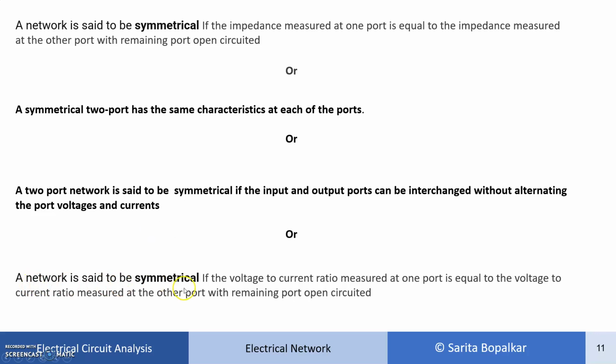A network is said to be symmetrical if voltage to current ratio measured at one port is equal to voltage to current ratio measured at other port with remaining port open circuited. Voltage to current ratio means nothing but impedance. Then input and output port can be interchanged without altering port voltage and current, because we want to say here that network is symmetrical when voltage and current ratio at input port and at the output port is same with the remaining port open circuited. All definition has same meaning.